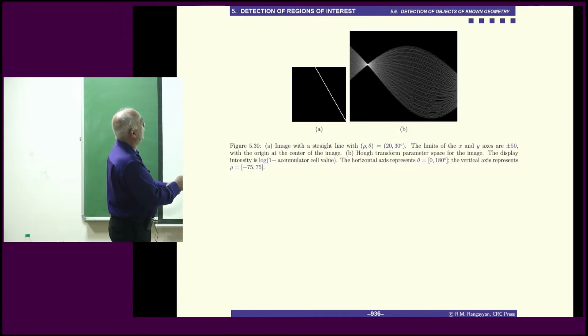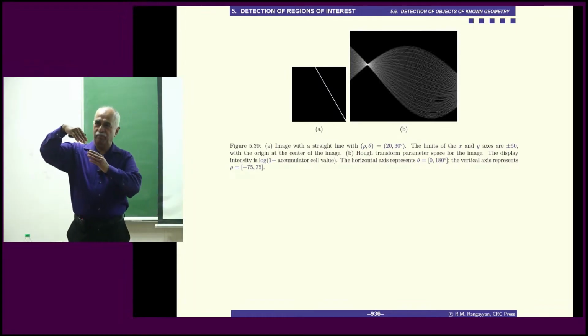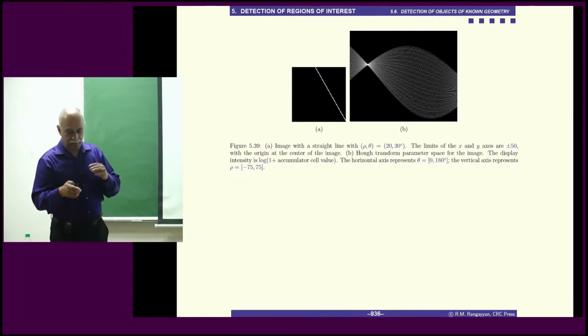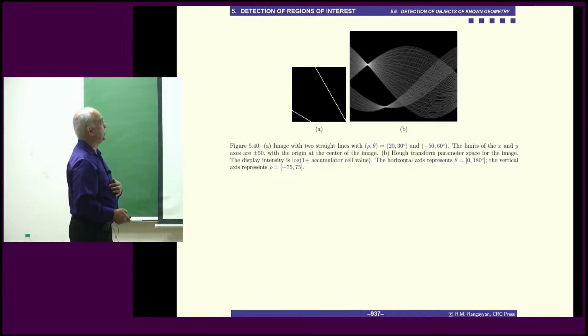I defined the origin in the middle, x-axis minus 50 to plus 50, y-axis minus 50 to plus 50. And the Hough transform, log of 1 plus accumulator, horizontal axis 0 to 180 degrees, vertical axis minus 75 to plus 75. I define distances below the x-axis as negative, just for programming convenience. So that, you find that peak, you got the parameters of the line.